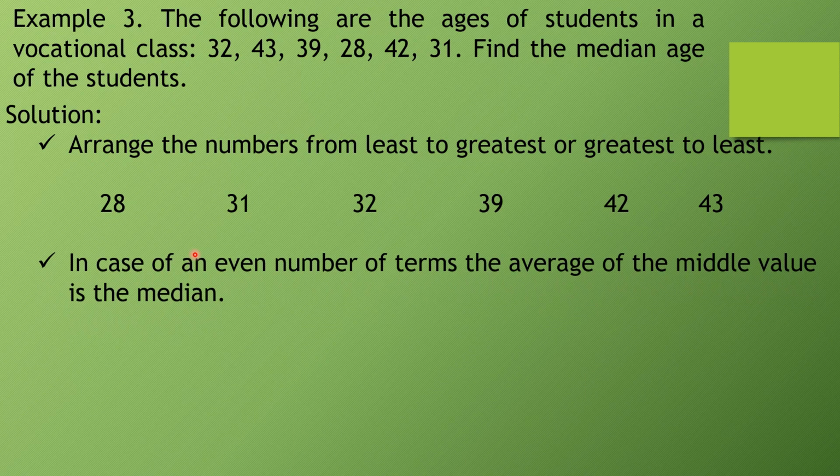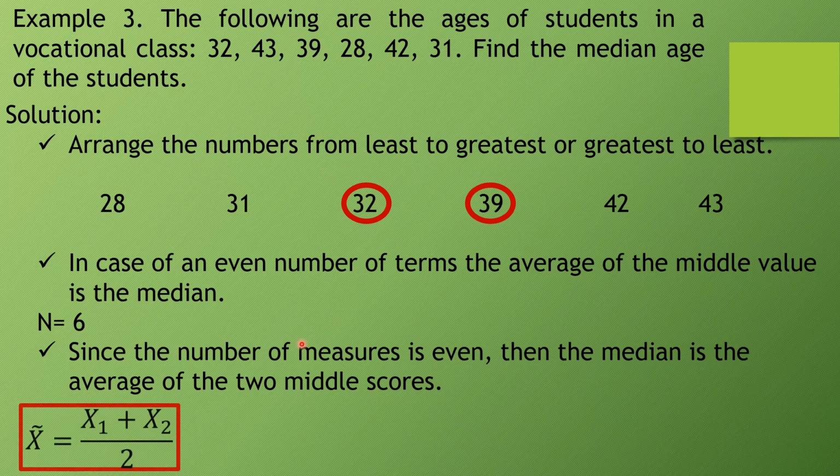Again, 6 is an even number. So, the average of the middle values is the median. So, ang naa sa tunga are 32 and 39. Again, declare this as the median since duha ang values. Need pa nato pangitaon ang average.